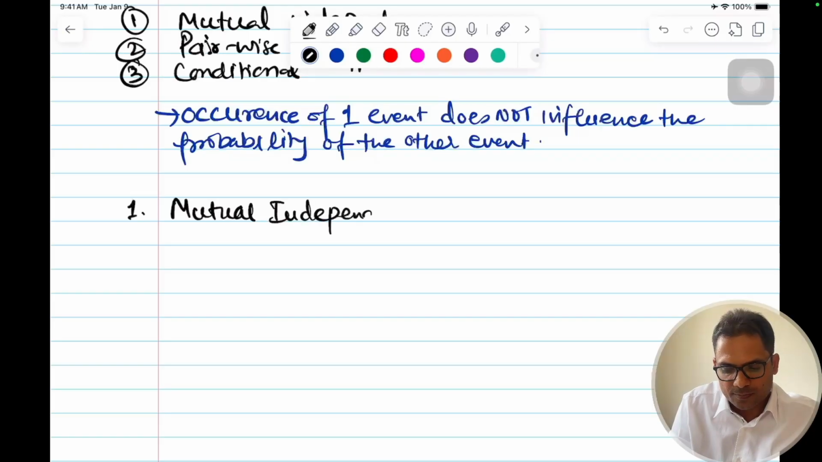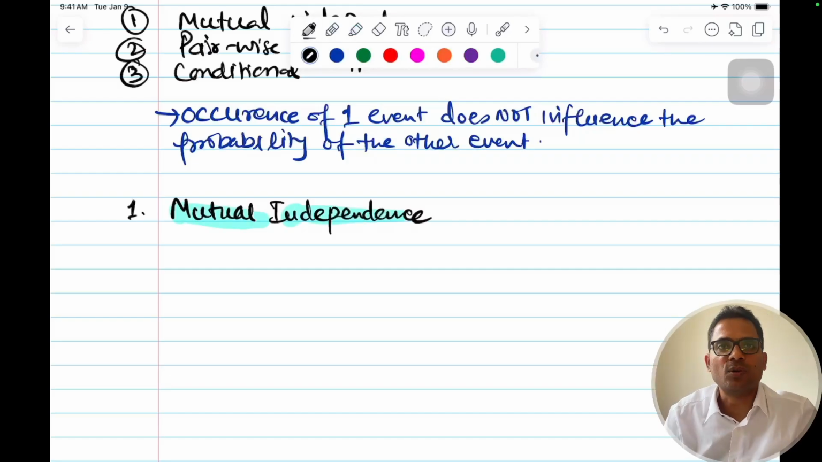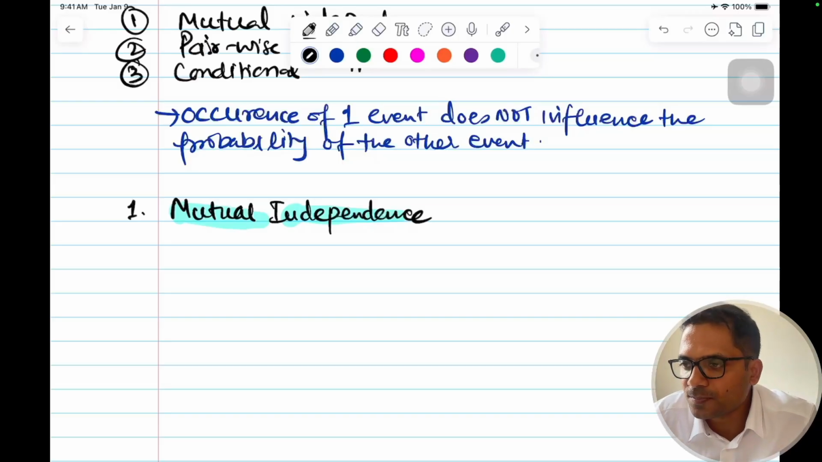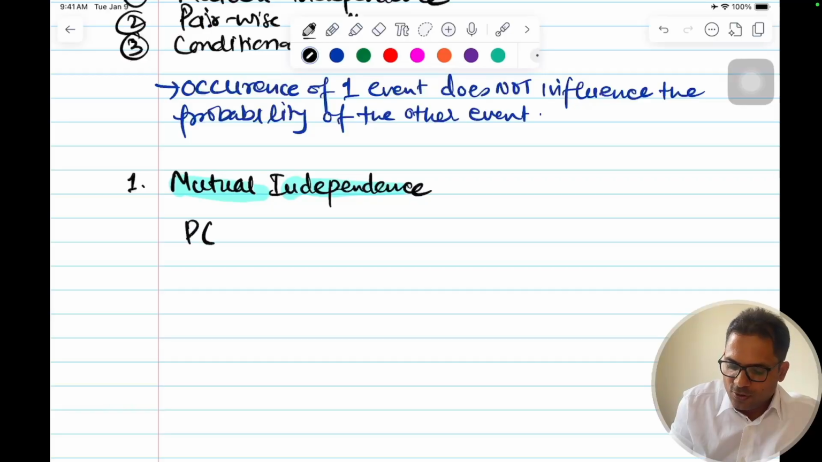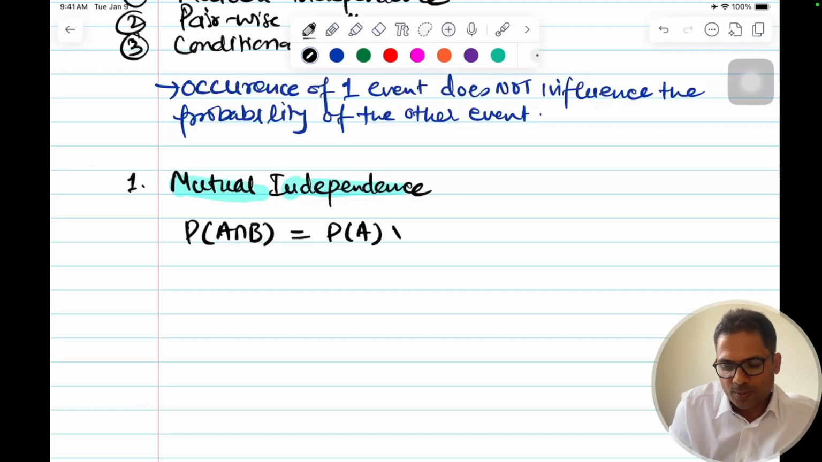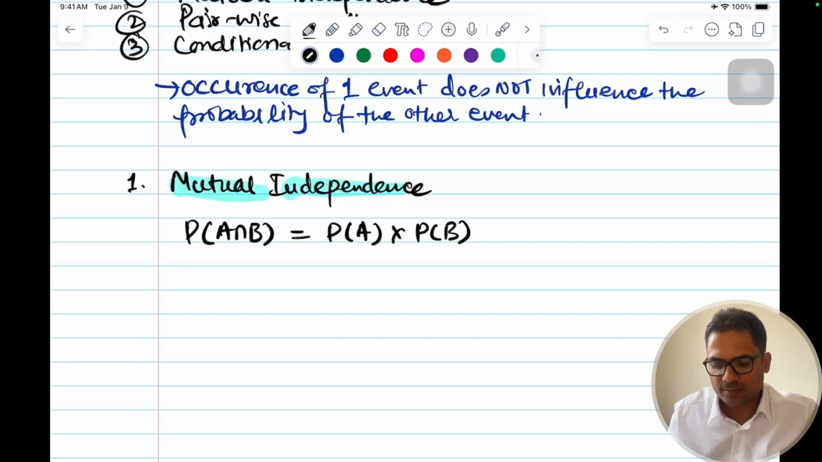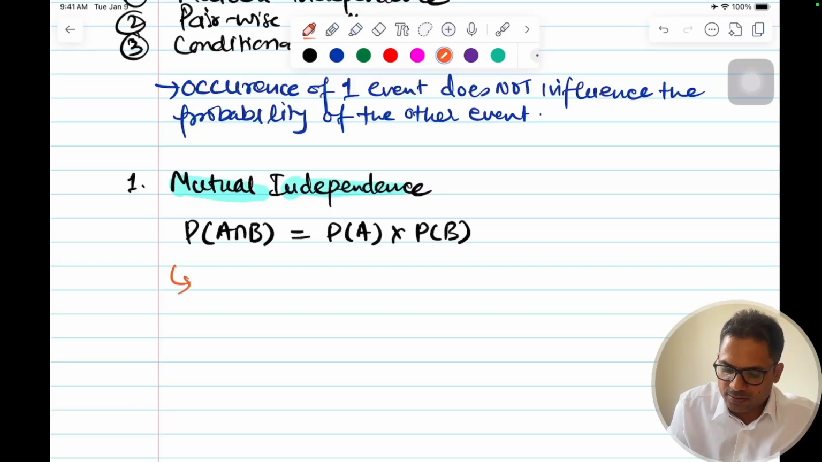What is mutual independence? We know this from what we have learned already. Mutual independence means P of A intersection B is equal to P of A times P of B. Both are independent. This term is also sometimes called joint probability.